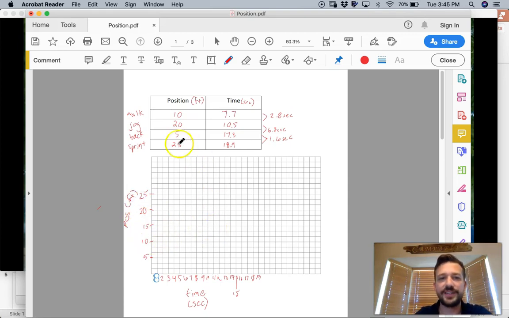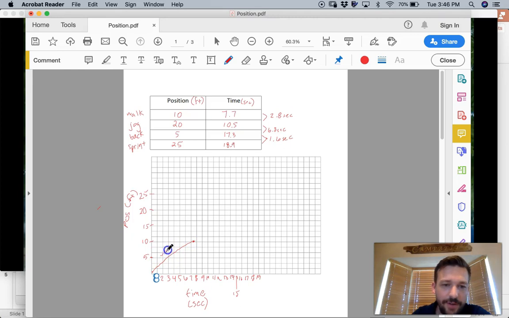Okay, so let's graph all this stuff out and see how it looks on a distance time graph. So I walked, or not I, the person on the video, walked 10 feet in 7.7 seconds. So 7.7 seconds is about right there. 10 feet is right there. Okay, and so that is the walk, right?